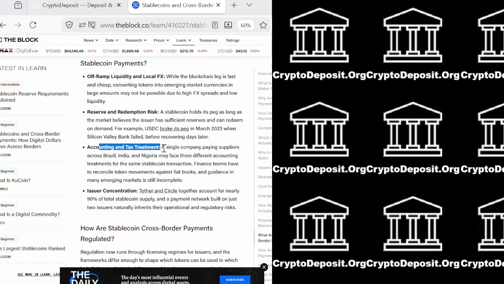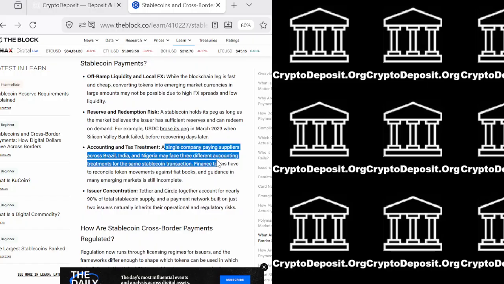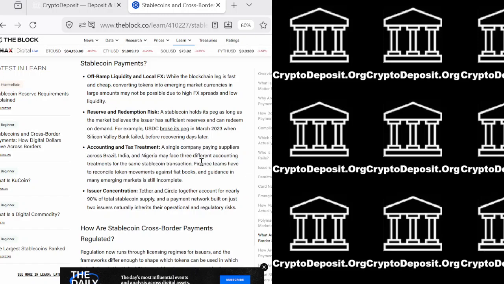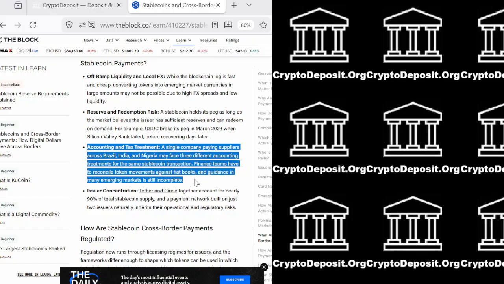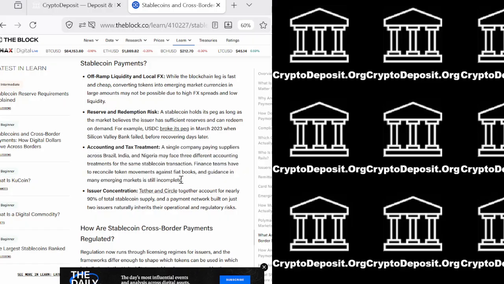Accounting and tax treatment. A single company paying suppliers across Brazil, India, and Nigeria may face 3 different accounting treatments for the same stablecoin transaction. Finance teams have to reconcile token movements against fiat books, and guidance in many emerging markets is still incomplete. So we can talk about Crypto Deposit, our platform regarding this a bit later. So we've got end-to-end bookkeeping all on chain.